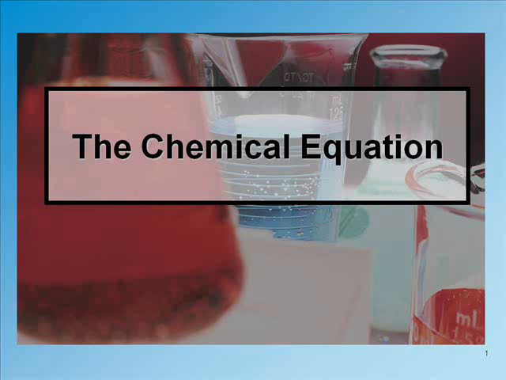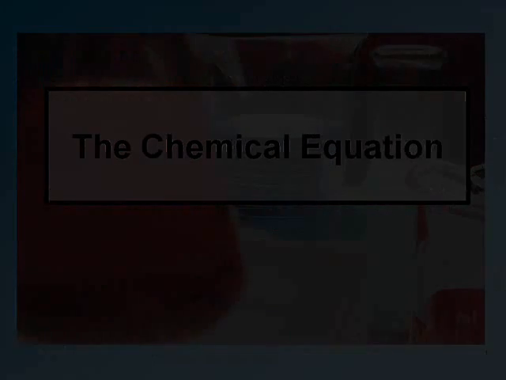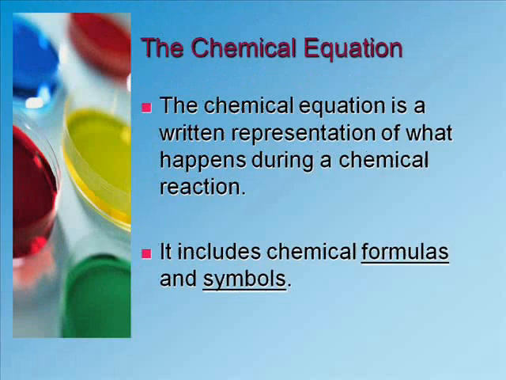This lesson will explain what a chemical equation is, what it represents, the parts of a chemical equation, and finally we'll take a look at how to balance chemical equations. A chemical equation is a written representation of what happens during a chemical reaction. It includes chemical formulas and symbols.